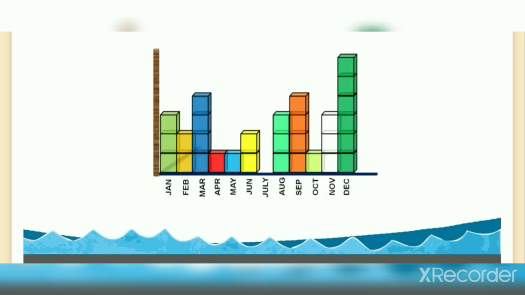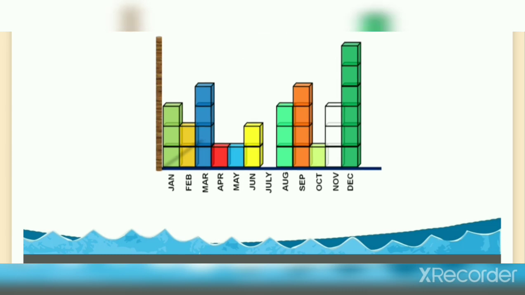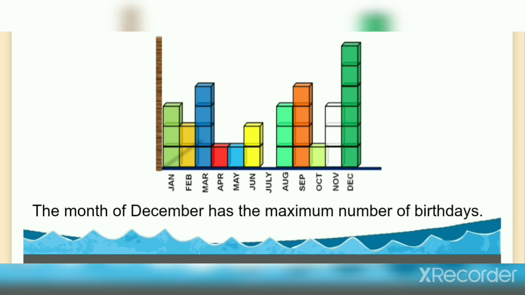This representation of data is known as bar graph. By looking at the bar graph, let us answer the following questions. Which month has the maximum number of birthdays? We can see that there are 6 blocks in the month of December. It means that the month of December has the maximum number of birthdays.